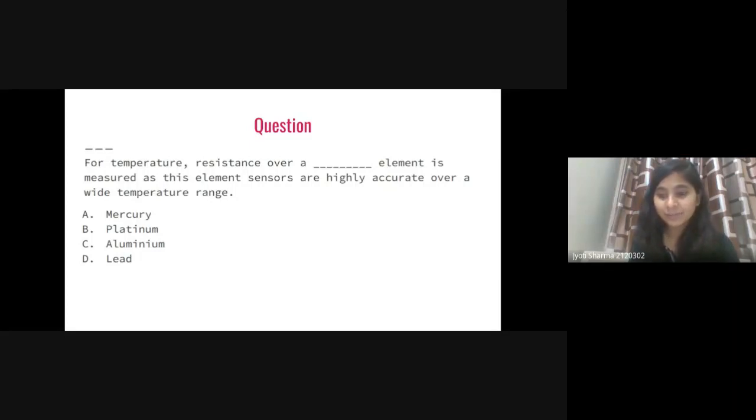Is it not mercury? We are using mercury in the thermometer. Okay, anyway, your answer is right. That is platinum. So we are exploiting the property of platinum, and the resistance of platinum with the temperature can give you a very accurate result for this temperature. So yes, we are using platinum.